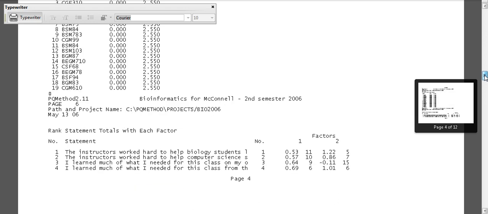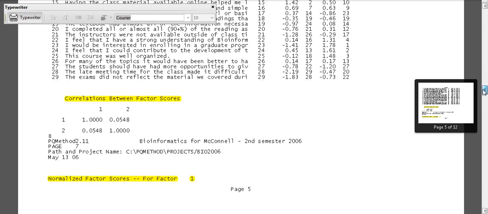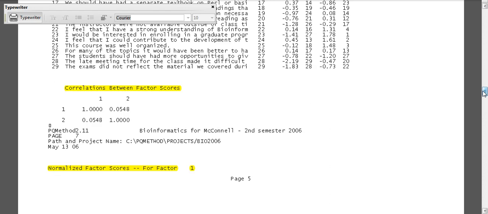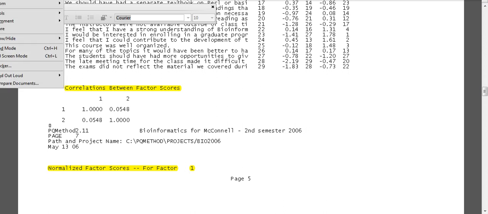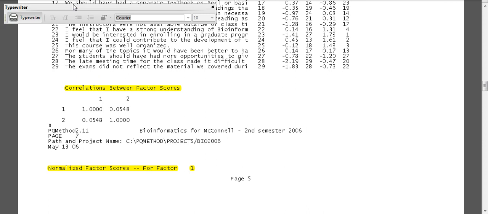Here's the rank statement totals with each factor. Again, not really that helpful. Here is the correlation between factor scores. Okay, this tells us something about how these factors happen to be correlated, so the similarities between the two views. And here we see that they're pretty different, right? Of course the first one is perfectly correlated with itself. So basically the two factors are correlated at 0.05, very minimal, so we're good to go.